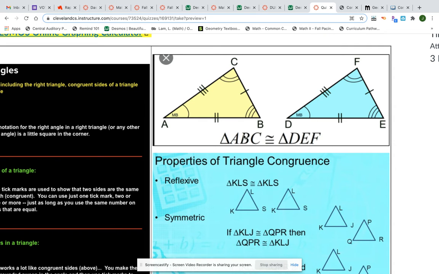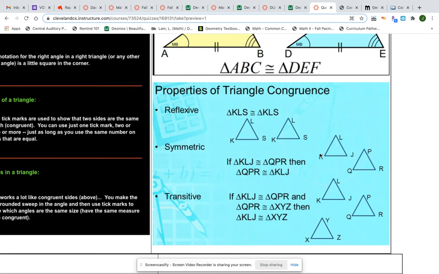BC side is congruent to EF side. Here's BC. Here's EF. And then AC, this side right here, is congruent to side DF. So just on the congruency statement alone, you can tell which angles and which sides correspond and are therefore congruent to each other.